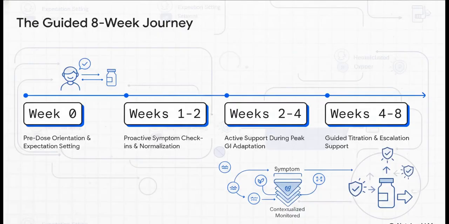It actually starts before the first dose, by setting clear expectations right from the get-go. Then, in those first couple of weeks, proactive check-ins help normalize what they're feeling. During that peak adaptation window, the system is right there with them, putting symptoms into context. By the time they're getting ready to titrate up, they feel supported and sure of themselves, not lost and confused.